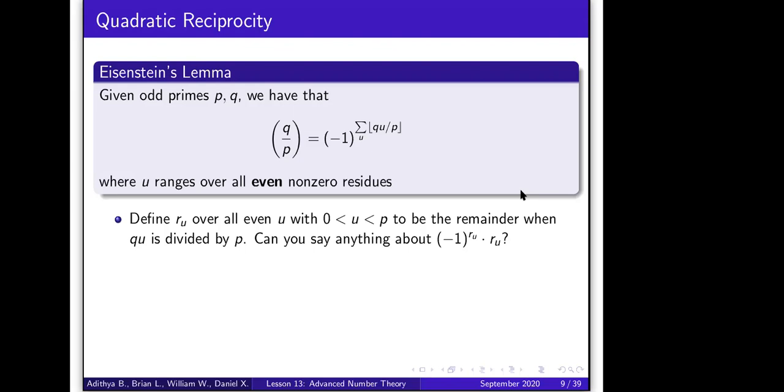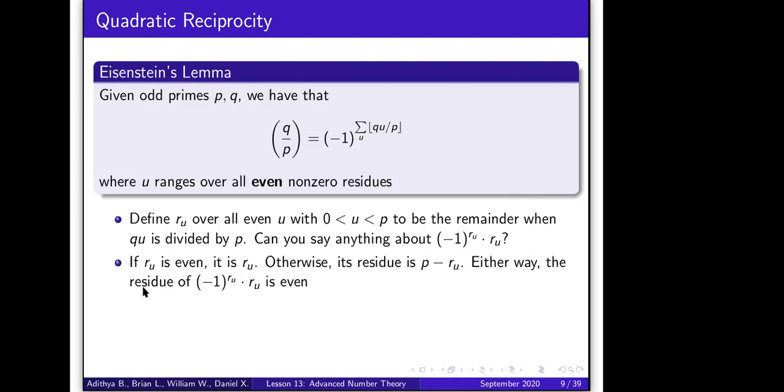When R(u) is even, (-1)^R(u) times R(u) is positive, and when it's odd, it's negative. But if it's odd, its residue is actually p minus R(u), right? Because we define the residue to be positive. So actually, either way, the residue of (-1)^R(u) times R(u) has to be even. Because if R(u) is even, the residue is R(u), and if R(u) is odd, its residue is p minus R(u). Either way, it's even.